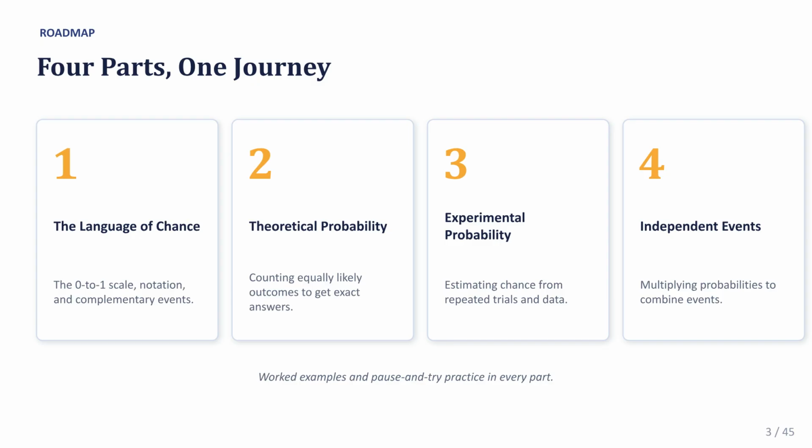This is our roadmap for the journey. We have 4 parts, each featuring worked examples and practice exercises. We start with the language of chance, move into theory, learn how to experiment with data, and wrap up with combining independent events. Keep a pen and paper handy so you can pause and try the problems yourself.